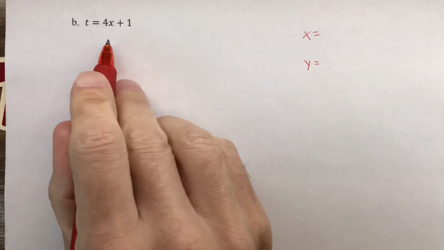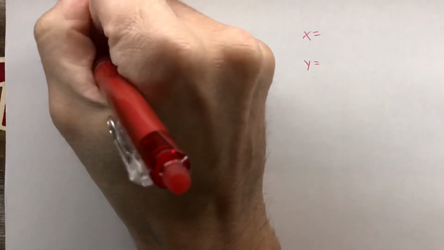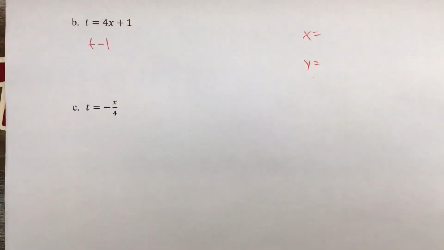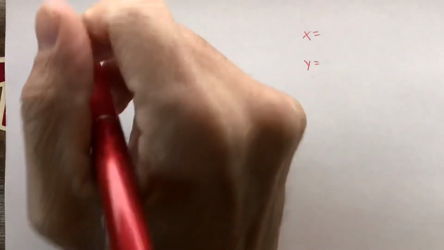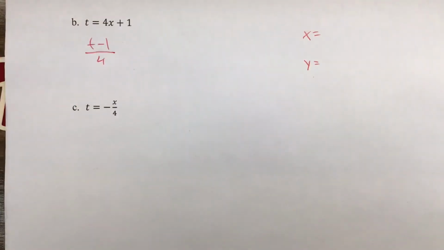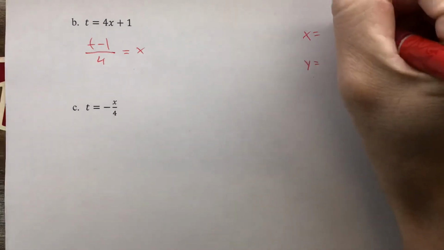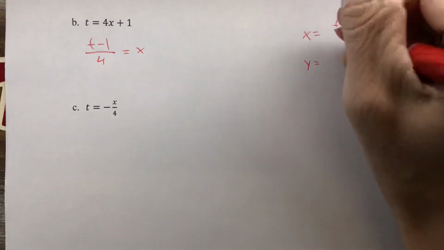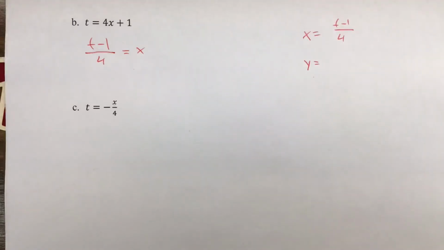All right, so solving for x, we'll subtract 1 from the t. So you got t minus 1. Then divide by the 4, which is going to give you that. And all of that is equal to x. So that'll be your first equation. X is equal to t minus 1 divided by 4.